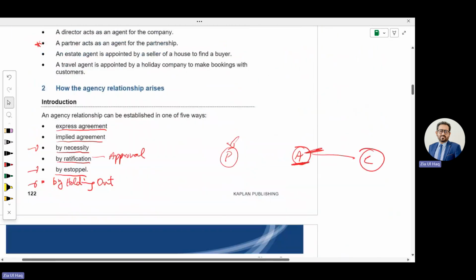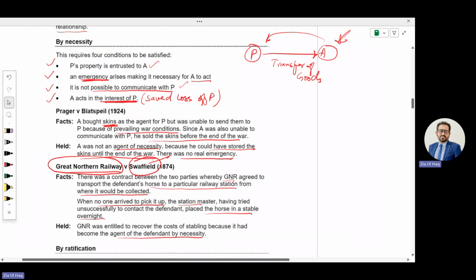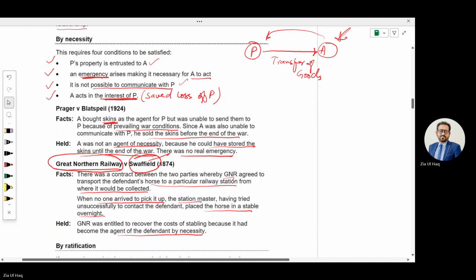So agency can be formed through express agreement, through implied agreement, or by necessity. But in agency by necessity, four conditions must be fulfilled. P has given his property to the agent. There is an emergency in which the agent has acted. The agent tried his best to communicate with P but failed. And the agent did everything in the best interest of the principal.